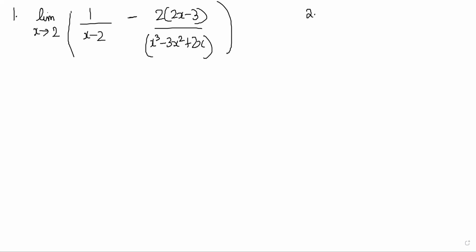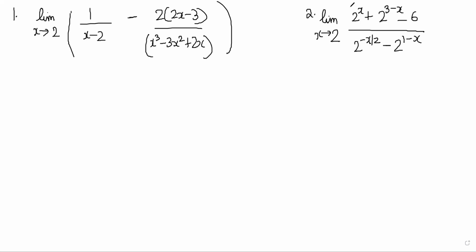Second one is limit of x tends to 2, 2 power x plus 2 power 3 minus x minus 6 by 2 power minus x by 2 plus minus 2 power 1 minus x. This is the second one. Let's see these two and try to figure out how to get these limiting values.